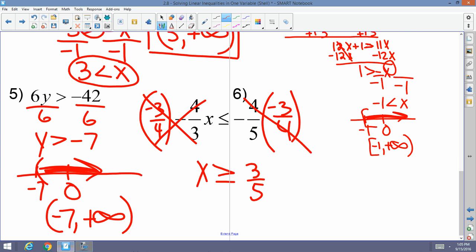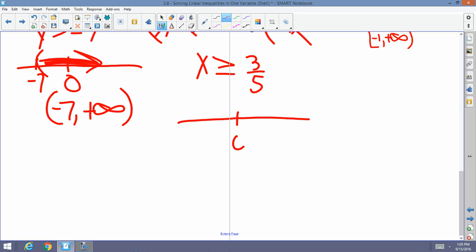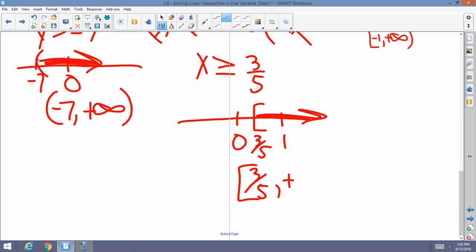My graph for this guy is 0. Here's 1. 3/5 is about here, and it's greater than or equal to. So I'm shading to the right. This is my 3/5. And that's my interval notation. I've got from 3/5 all the way to positive infinity. And there you have it, guys.